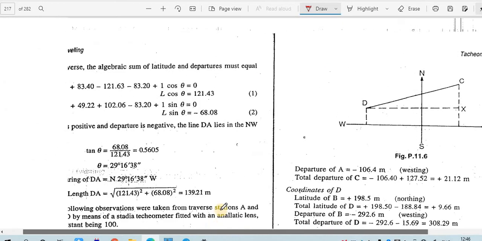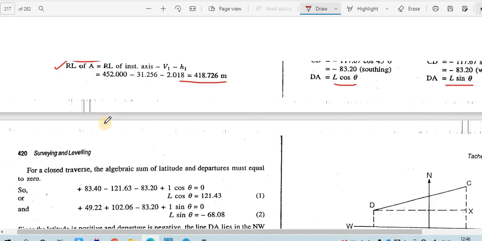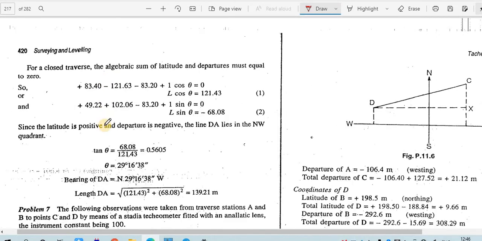As we have done in the previous surveying chapters regarding latitude and departure, in the case of a closed traverse the sum of latitudes must be equal to 0 and the sum of departures must be equal to 0. We will apply the same method here. The sum of latitudes is equal to 0, so after adding and taking the value to the right hand side, we get this equation. Similarly for the second one, we get this equation.